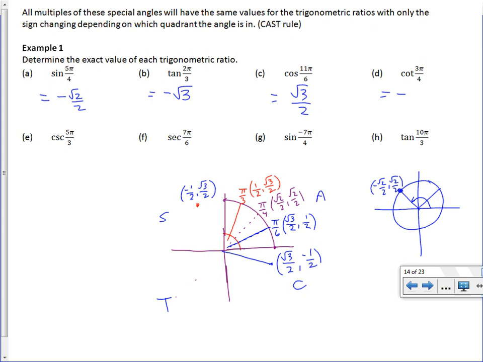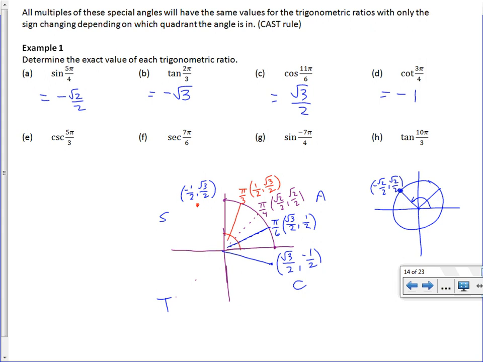And then I need to calculate cotangent. So either you can calculate tangent and take the reciprocal, or if tangent is sine over cosine, then cotangent will be cos over sine, and negative root 2 over root 2 is negative 1, or you use quadrant 1 and you do the same thing. You have the right sign. Okay. Let's do the next one.